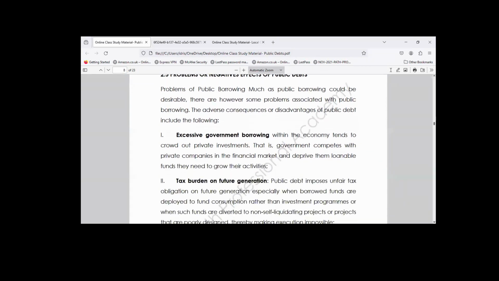Number one, excess government borrowing can lead to crowding out effect. Excessive government borrowing within the economy tends to crowd out private investment. In the public sector, there is something called the crowding out effect. Crowding out effect. Let me write it.